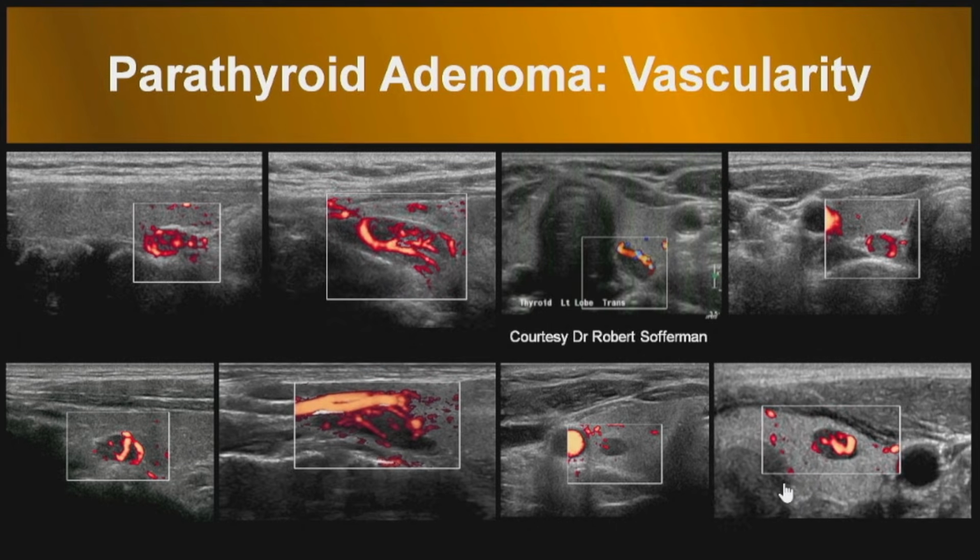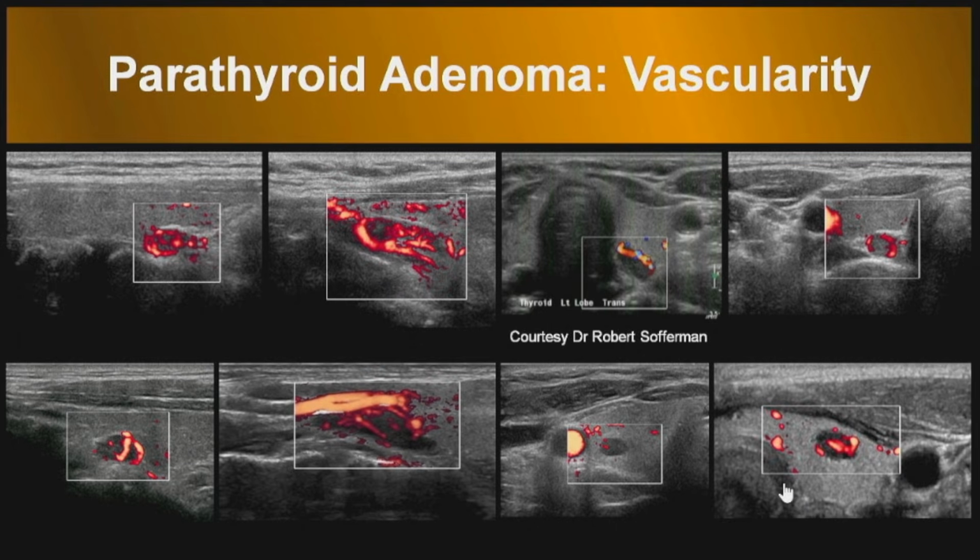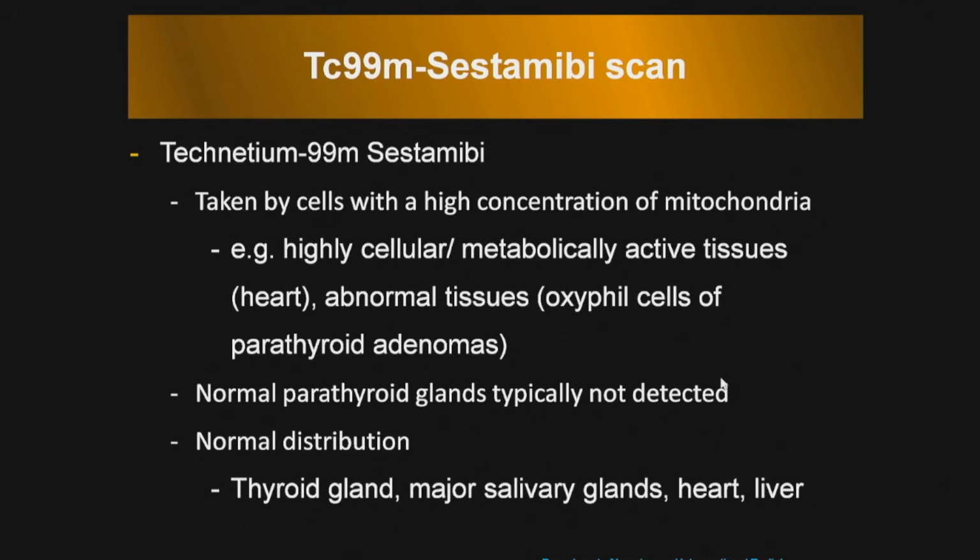This is one place in the head and neck where Doppler is very useful. Sestamibi scan for many years has been the mainstay of parathyroid imaging because it is the most accurate, because it picks up mitochondrial activity. So it is the most accurate, and that is the reason it is almost always one of the two tests that is included prior to surgery.